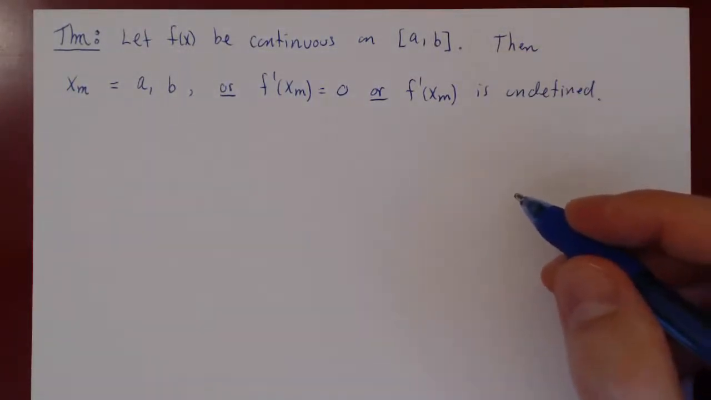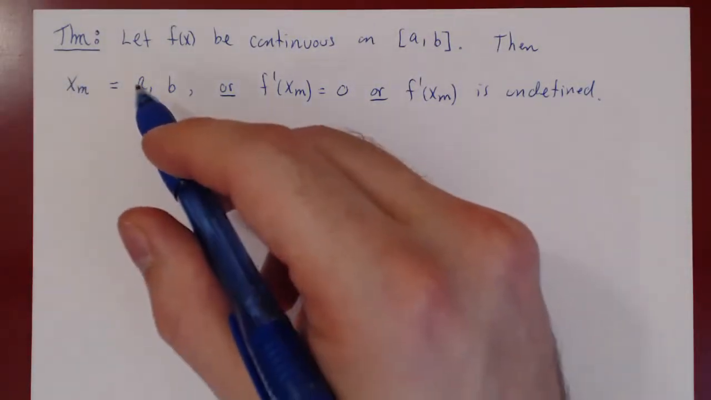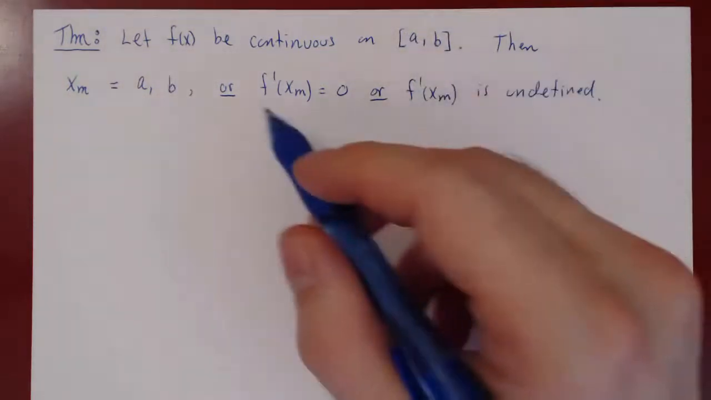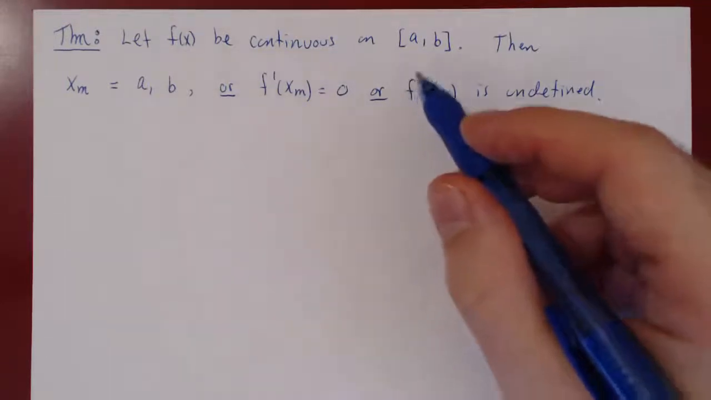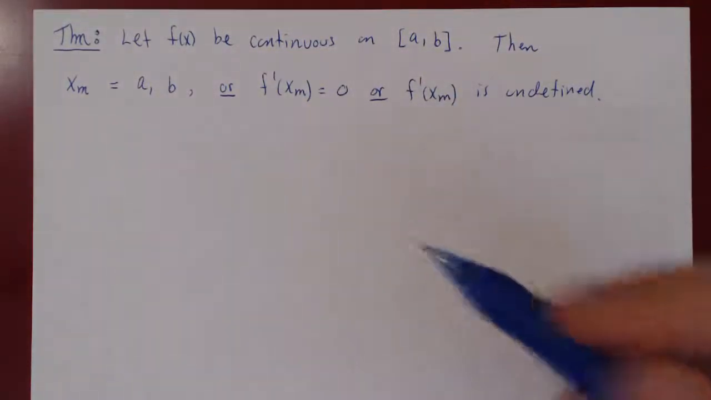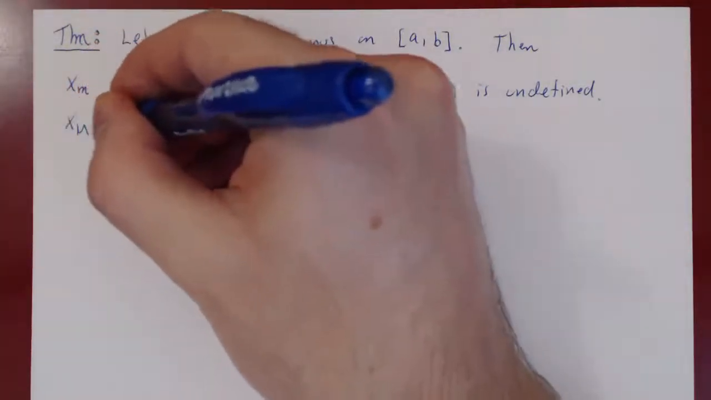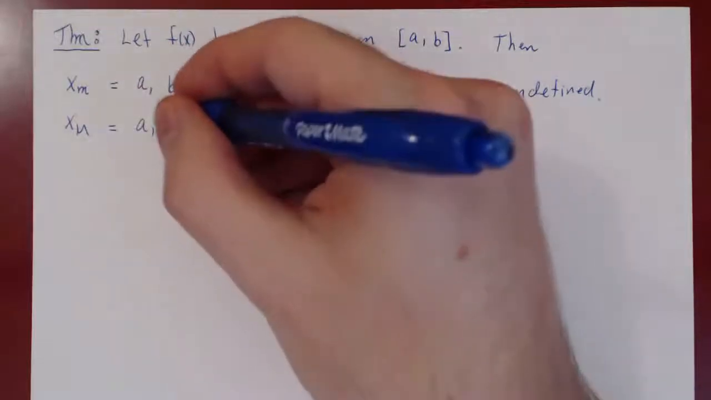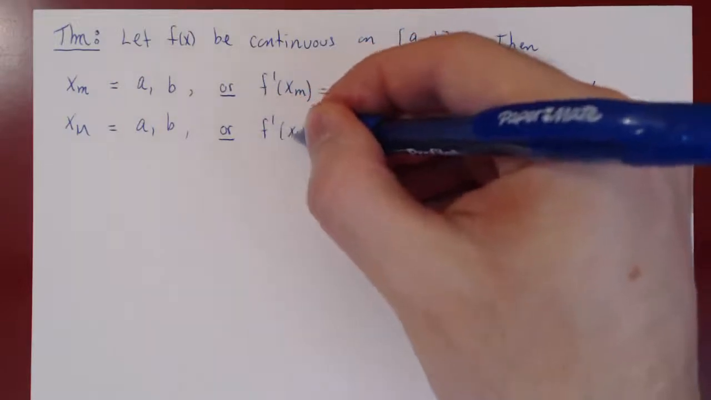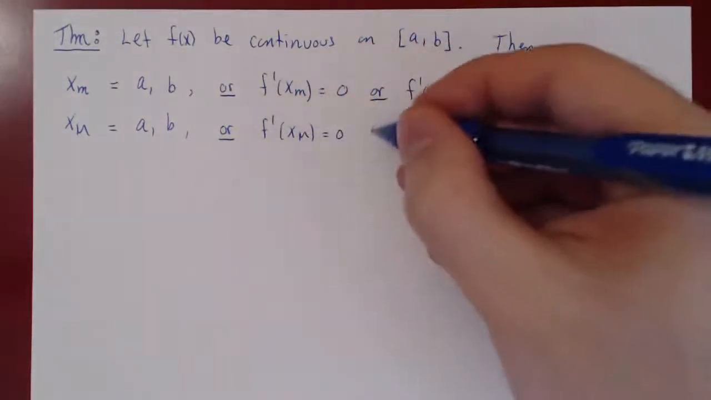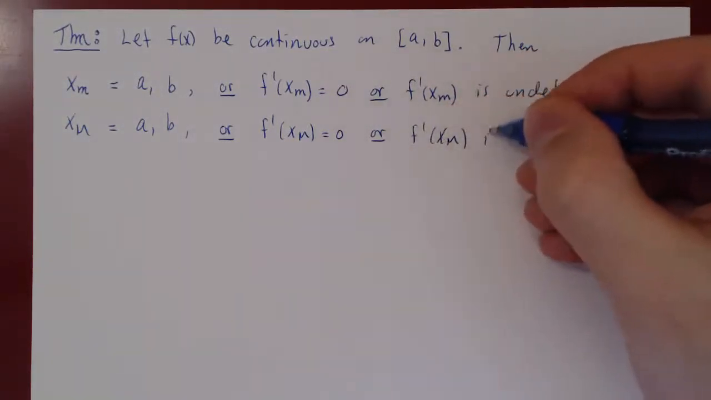And that's what we have just observed with our previous three examples. The absolute minimum occurred at either the left-hand point, the right-hand point of the interval, or was a critical point of the function where the derivative was 0, or a critical point where the derivative was undefined. And the same is true for the absolute maximum. The absolute maximum must be the left-hand point of the interval, the right-hand point of the interval, or must be a critical point of the first type where the derivative is 0, or a critical point of the second type where the derivative is undefined.